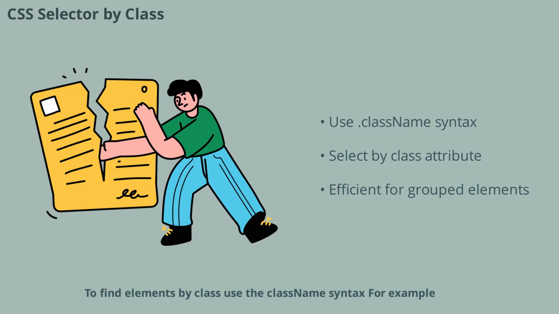To find elements by class, use the .className syntax. For example, .InputText selects all elements with the class InputText. This method is concise and efficient, especially when dealing with multiple elements sharing the same class.